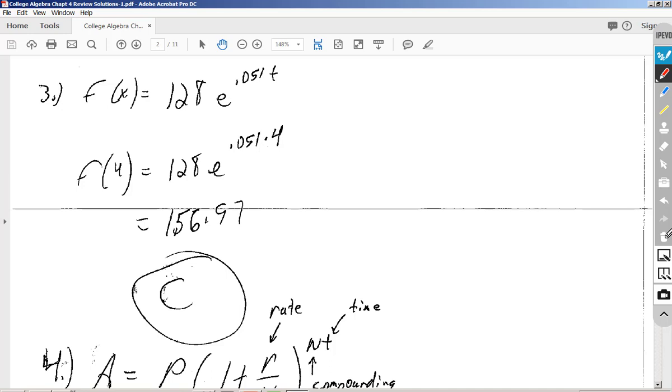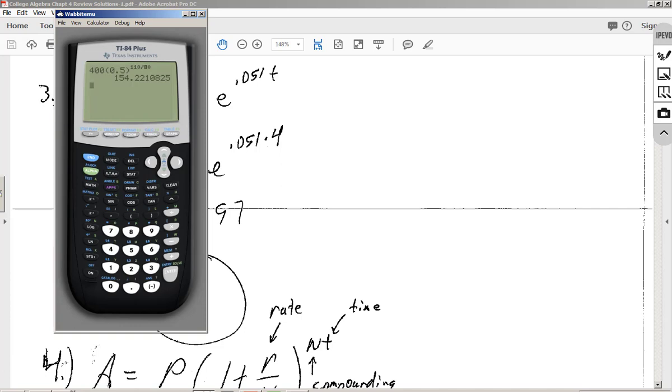This is actually just a matter of substitution. You're going to notice that in 4 years, that is t equals 4. So now it's just a matter of putting it into my calculator. I take my calculator, and I'm just going to go ahead and type this in. So I've got 128.